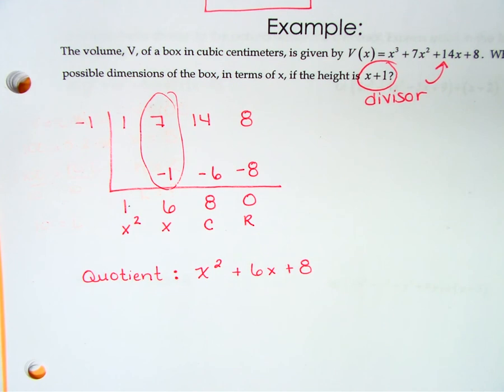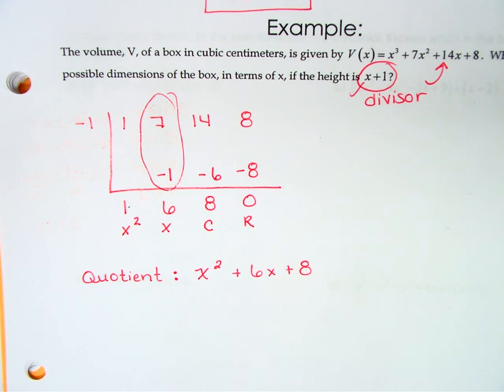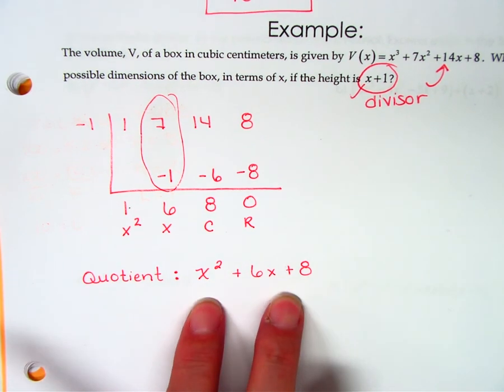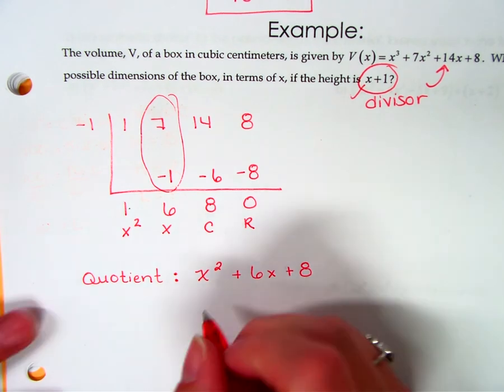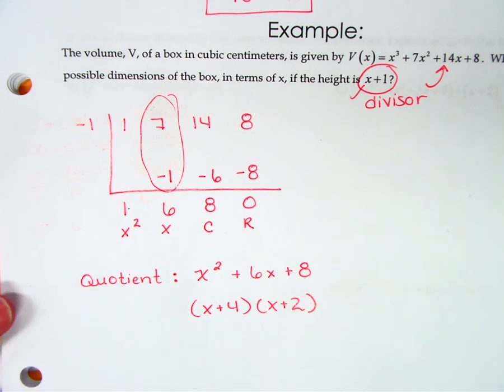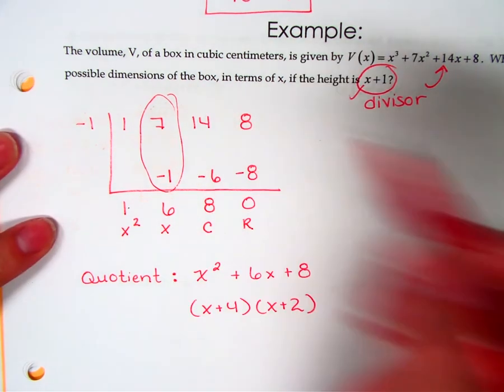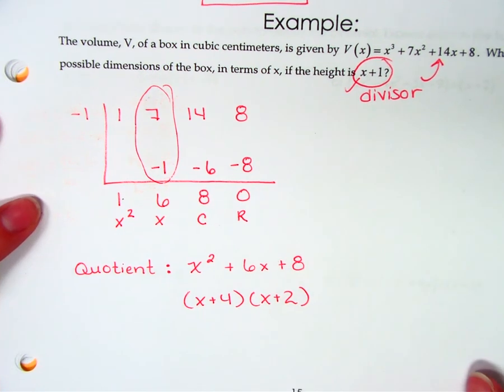Okay, so here's the thing though. How many dimensions does volume have? 3. So how many factors do we need? We have the 1 here, so we need 2 more. Can we find the factors of this? Yes, we can. Do we need to synthetically divide? No, we can just go ahead and factor this. Is it negative 4 and negative 2? Well, we don't know what the actual volume is, so it just wants the factors, the possible dimensions.